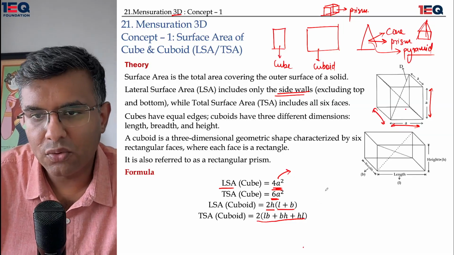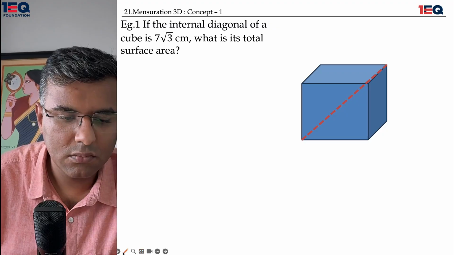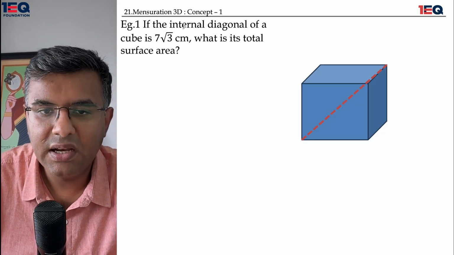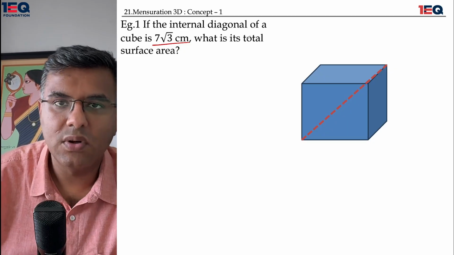I'll quickly take you through the questions. So the first question itself might be a bouncer. The internal diagonal of a cube is 7 root 3. What is the total surface area?